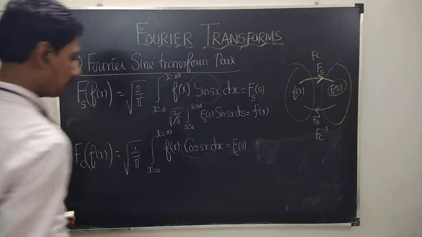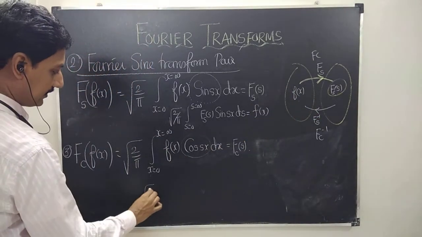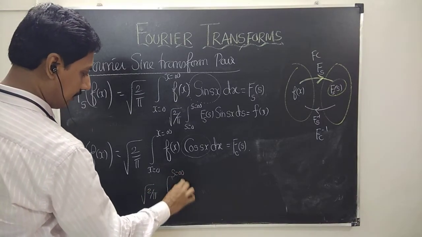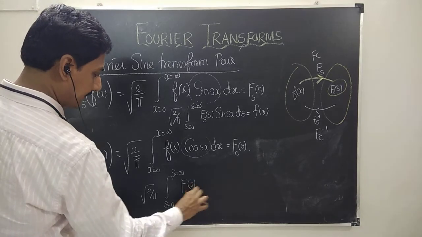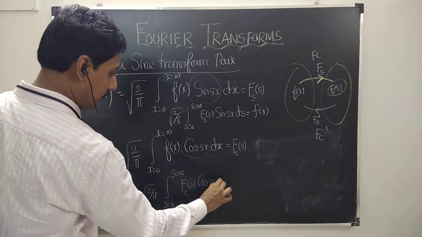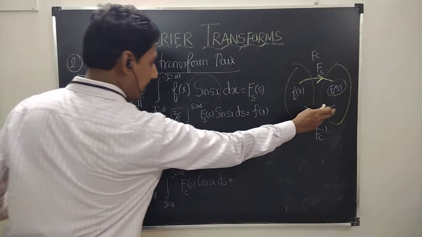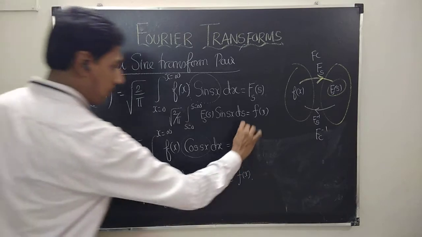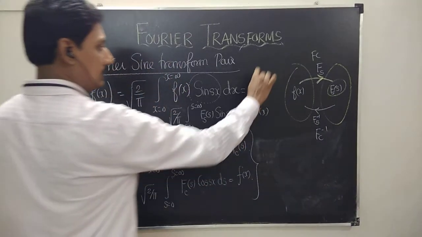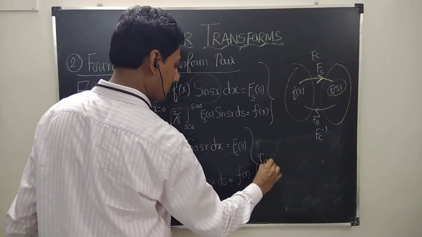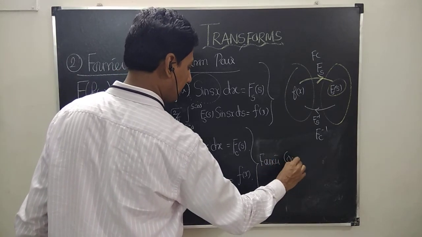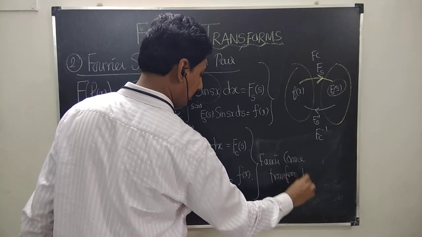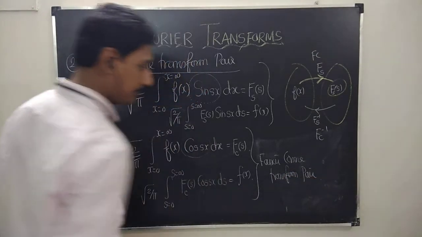The reverse. For the cosine transform, again the same idea. 2 by pi, integral s equal to 0 to s equal to infinity. This time the input is f c of s, cos sx ds. So this is the input, and now the outcome is f of x. So this is the Fourier cosine transform pair, and this is the Fourier sine transform pair. Got it?